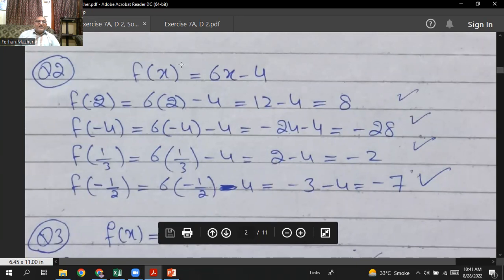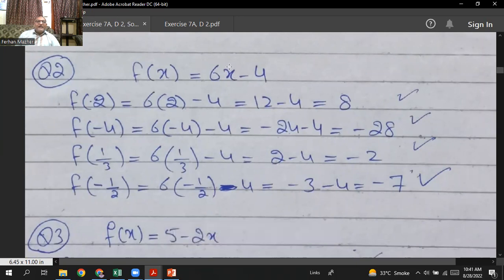So this is the function which is given, f of x equals 6x minus 4. So f of 2 means that in the function, in the place of the variable, I am going to substitute 2. So you will have 6 multiplied by 2 minus 4. That will be 12 minus 4, and that will be 8. So f of 2 is 8.